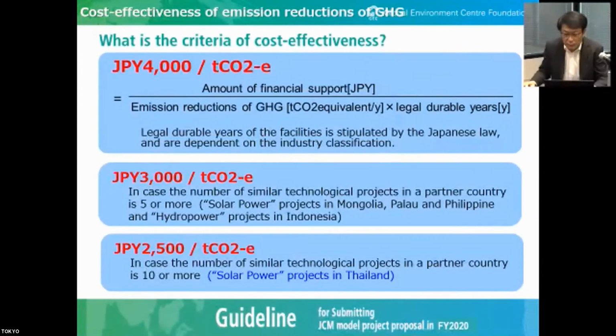And the number of similar technological projects in a partner country is 5 or more. The cost effectiveness should be 3,000 yen or less. Also, if the number of similar technological projects in a partner country is 10 or more, the cost effectiveness should be 2,500 yen or less. Currently, there are 10 solar power projects in Thailand, so you should keep 2,500 yen or less for solar power project in Thailand.